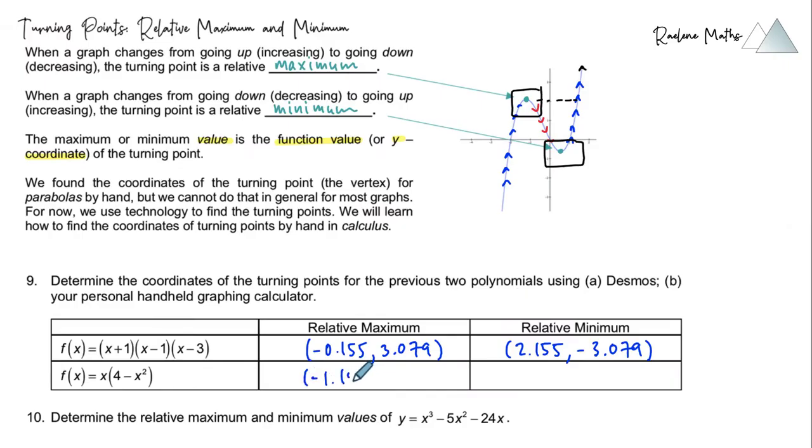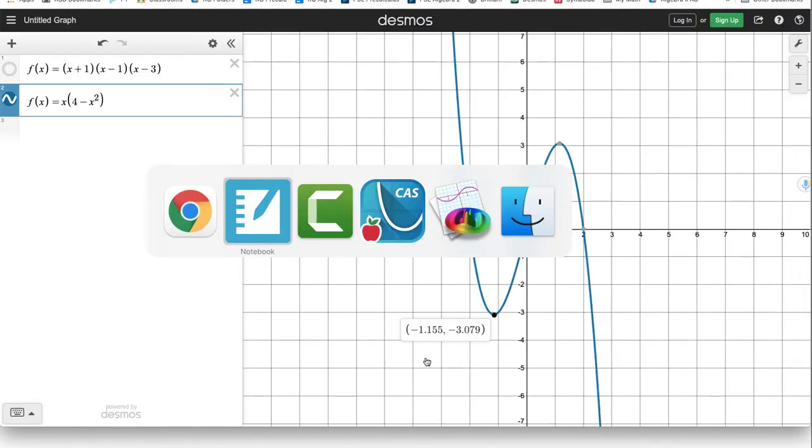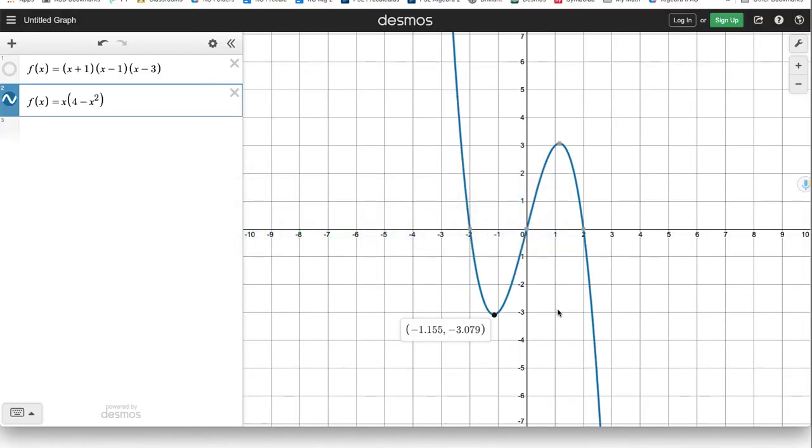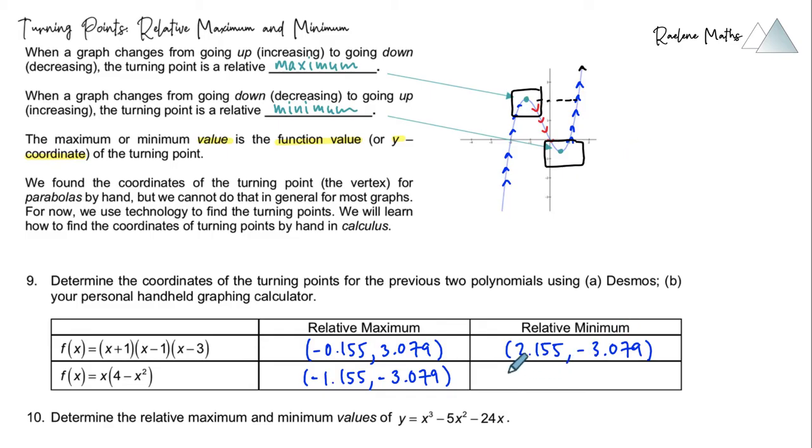Negative 1.155, comma, and I actually find it really interesting that the numbers are so similar, and then negative 3.079. And then over here we end up getting 1.155 and then 3.079. I think if I had tried at random to pick two functions where the decimals were the same for the maximum and the minimum points, I wouldn't have been able to do it.